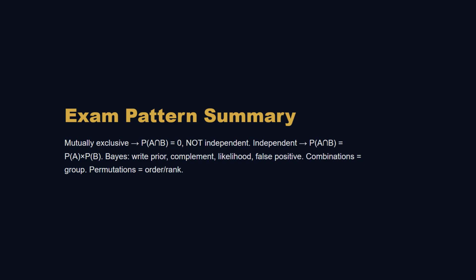When you see a Bayes question, write 4 numbers immediately. Prior P of B, complement 1 minus P of B, likelihood P of A given B, false positive P of A given not B. Then total probability rule for the denominator, then divide. When you see select or choose a group, use combinations. When you see rank, arrange, or assign roles, use permutations. These patterns repeat on every exam. Make them reflexes.